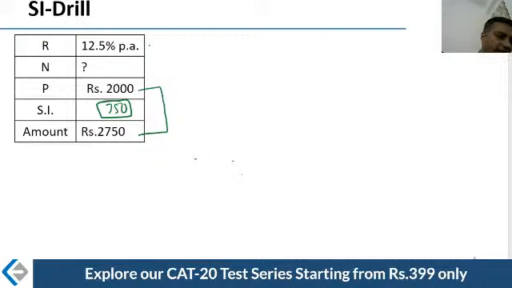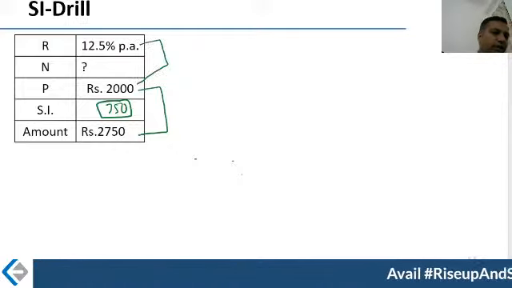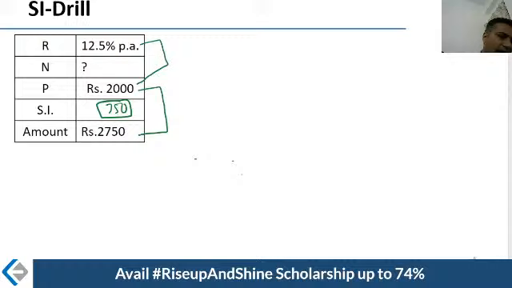But hey, can I find at least for 1 year here? Yes, you can find it per year. Look at these two data. I can use this 12.5% of the principal, which gives me interest per year. Let us find the interest for the first year, friends. What is the interest for the first year?